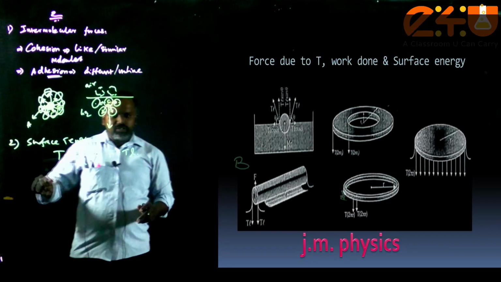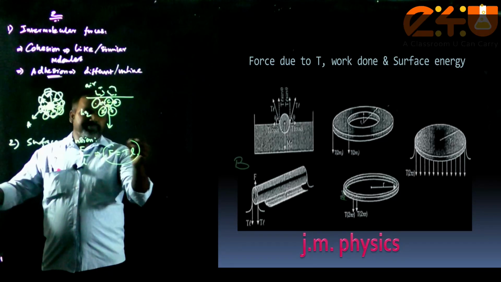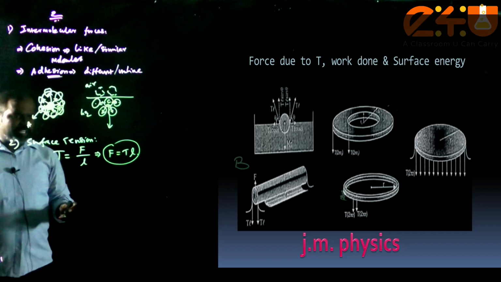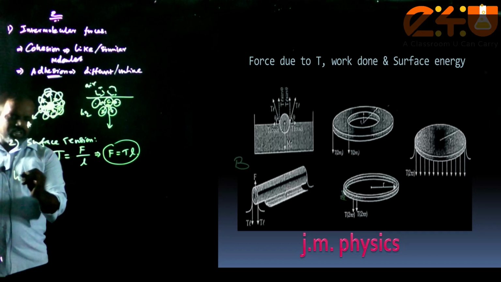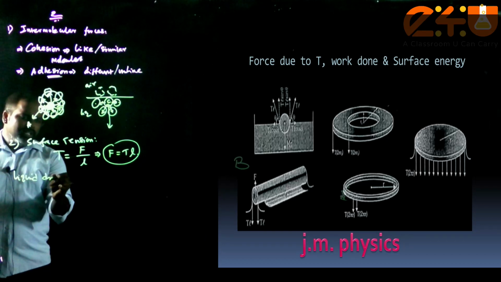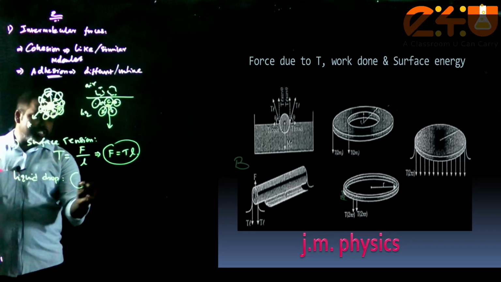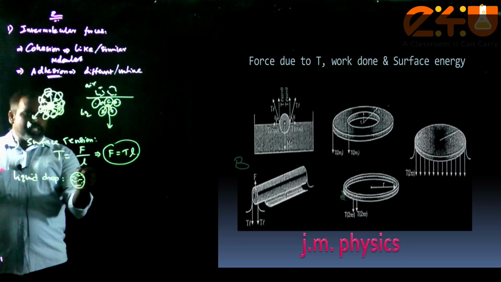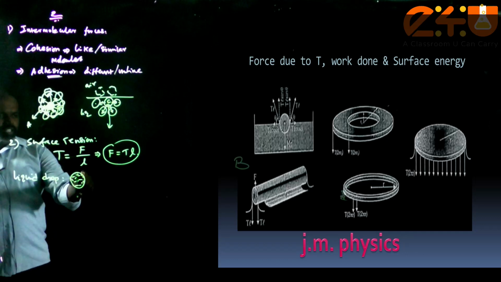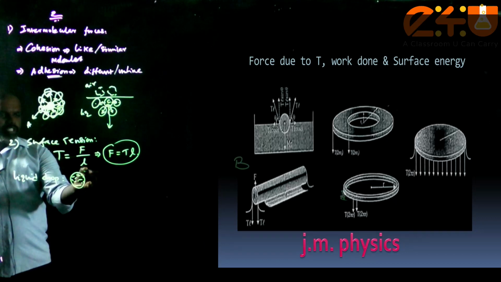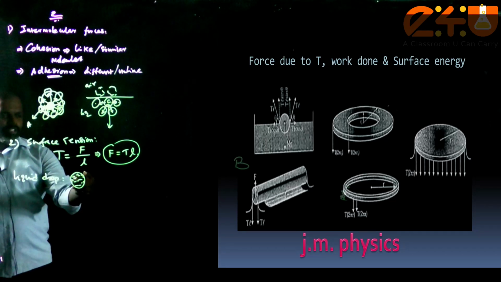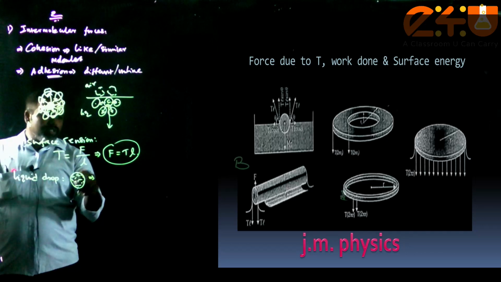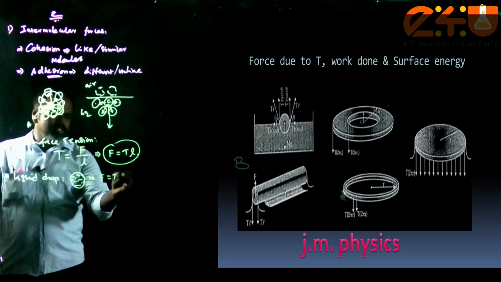This is the force due to the surface tension. Here you must keep one thing in mind. For a liquid drop, any liquid inside has only one free surface, because the boundary of the liquid surface is in contact with the air. Therefore, in this case the force due to the surface tension is F equals TL.